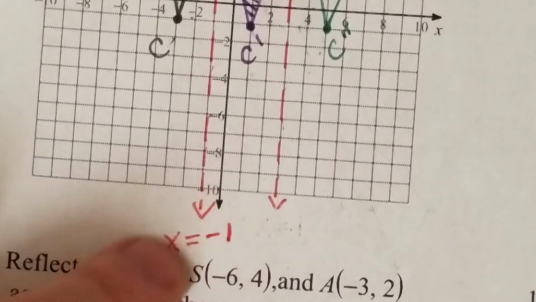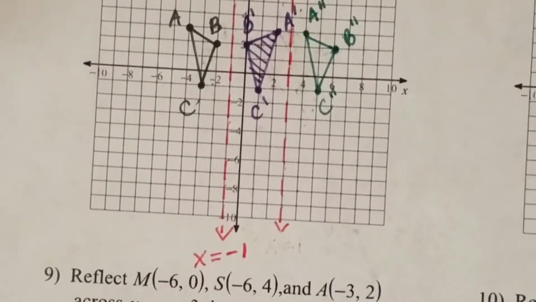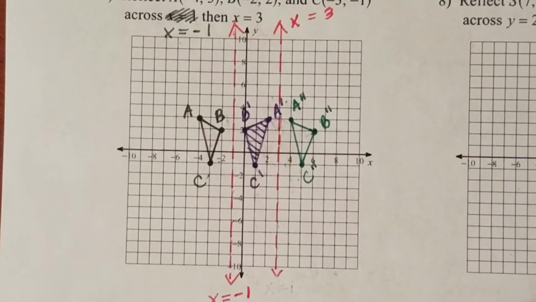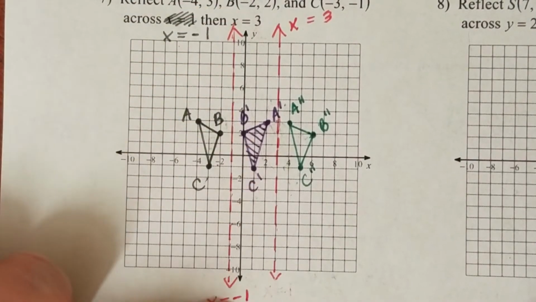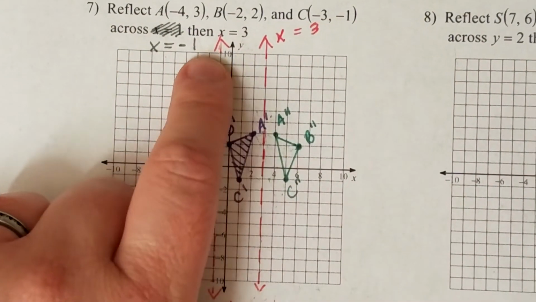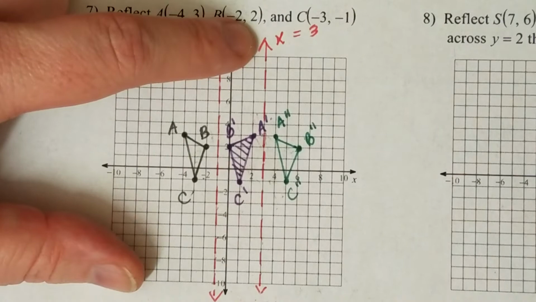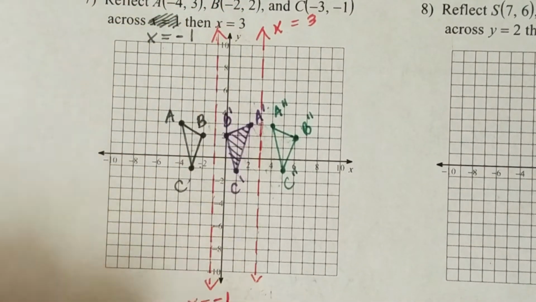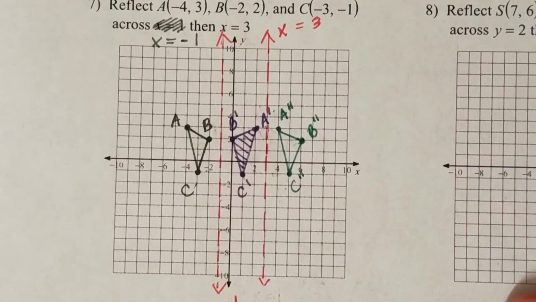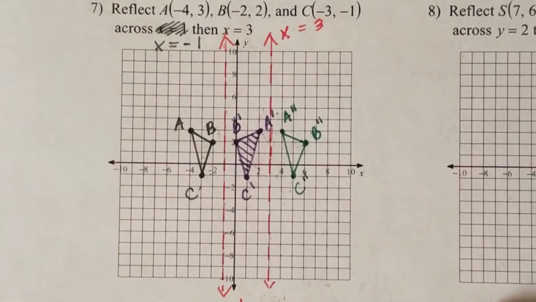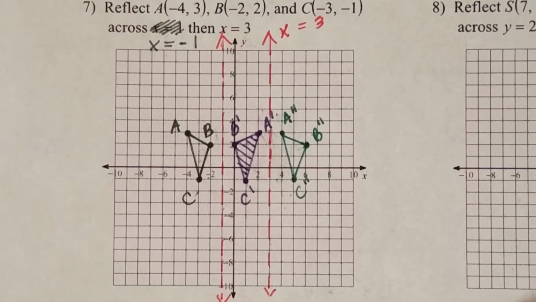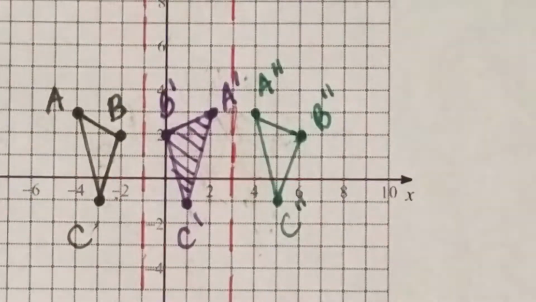So we have the vertical line here, which is x equals -1, which means it's a vertical line that passes through -1 on the x-axis. And then the other line that they want us to reflect it across is x equals 3. So that means it's a vertical line that passes through 3 on the x-axis. And that is what we did in the last video, is just practice reflecting over vertical and horizontal lines.